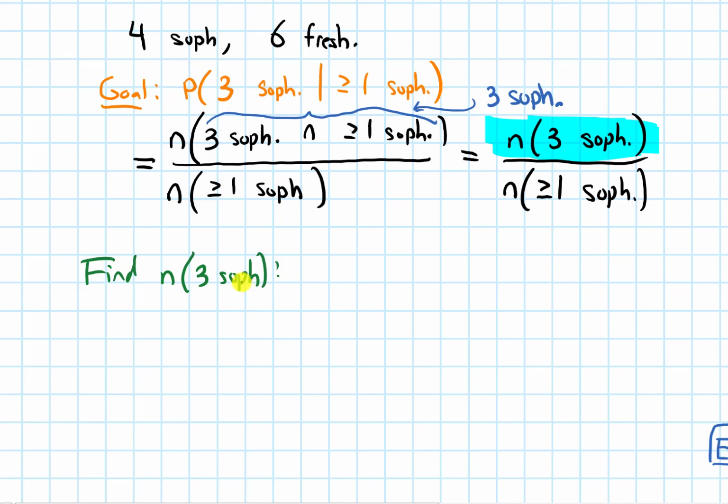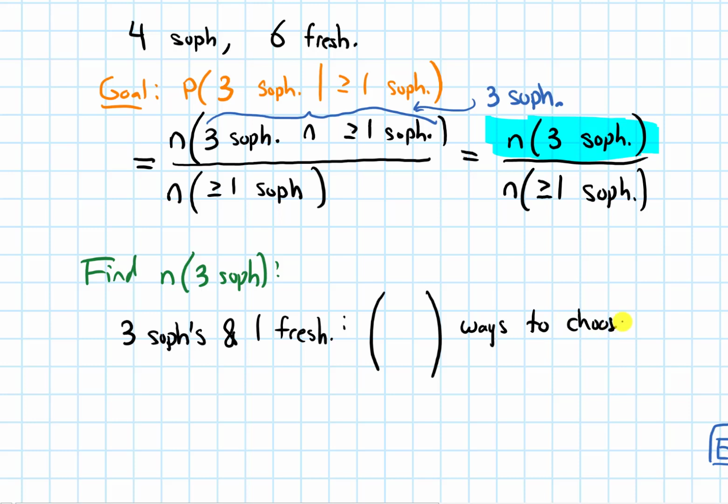So for 3 sophomores in the group, that would mean, well, there's 3 sophomores, and the group has to have 4 people, which means there needs to be 1 freshman as well. Okay, so for picking the sophomores, the order in which I pick them doesn't matter, so I know I'm going to use a combination. How many ways are there to choose? We got to pick 3 sophomores, so choose 3 out of 4 sophomores total. We would write that as 4 choose 3.